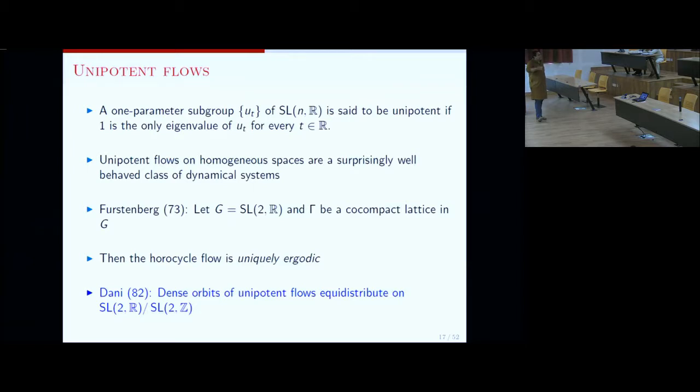So what does it mean, equidistribute? It means if I take a suitable test function, say continuous and compactly supported, and I average this function along an orbit, and let the length of the orbit go to infinity, then I'll get the integral of the function on the whole space. So not only is it dense, but it visits each part of the space according to the area of this part. It's equidistributed.